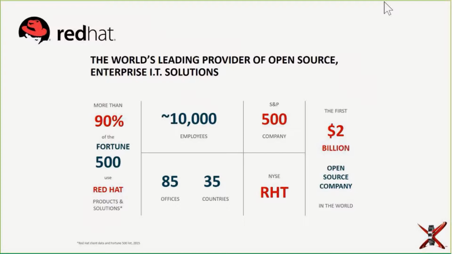Thanks, Ian. So Red Hat provides commercial IT products based on open source software. Actually, from this slide, we're at about 10,500 employees now. So Red Hat is a growing organization, and of the Fortune 500, more than 90% use Red Hat products and solutions.